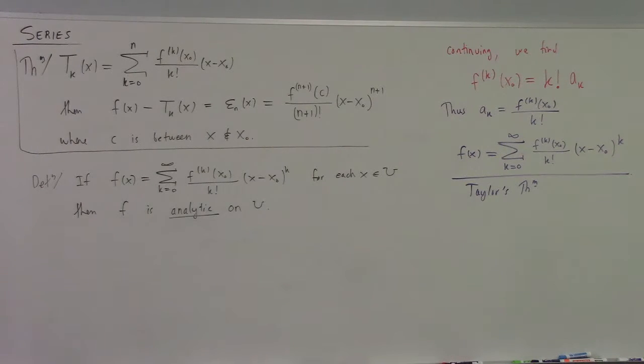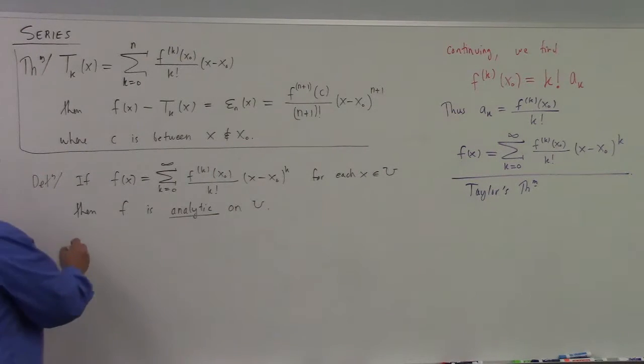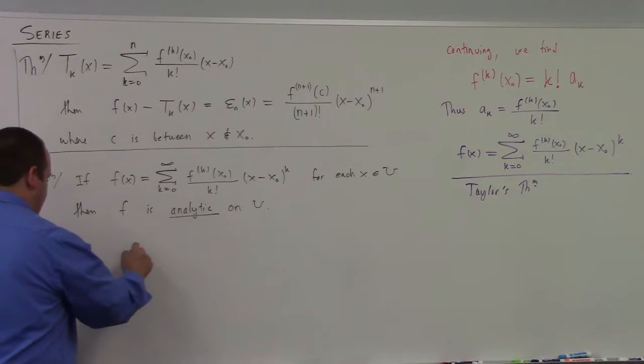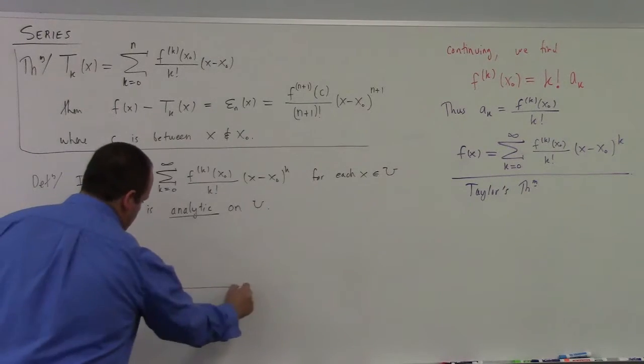So what I'm saying is that if the function is represented by its Taylor series on u, then it's analytic on u. There are actually functions which are smooth, all right? Smooth means you can calculate as many derivatives as you want, and yet they're not analytic. Like here's the standard counterexample, a function that's not analytic is this thing.